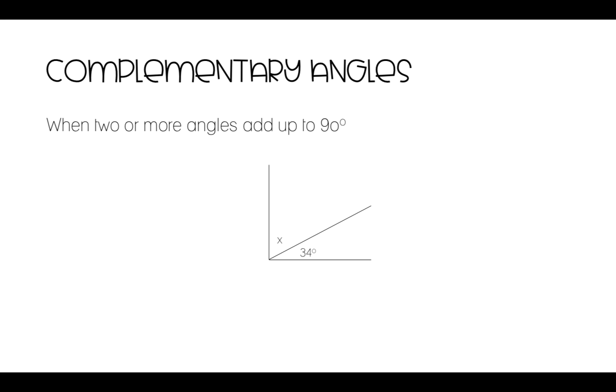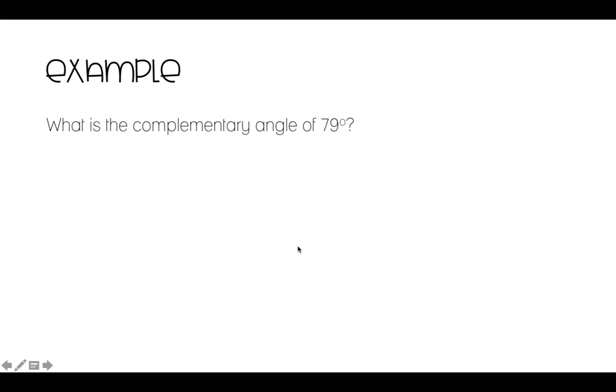Now we have complementary and supplementary angles. Complementary angles are when two or more angles add up to 90 degrees. So these two angles here add up to 90 degrees. So from that we could work out what x equals by taking 34 away from 90. So we go 90 take away 34, which gives us 56. So x here equals 56 degrees.